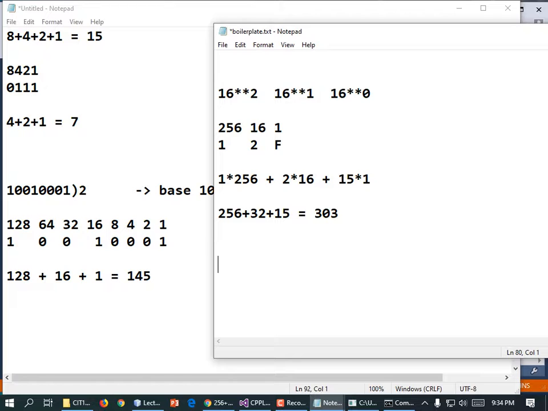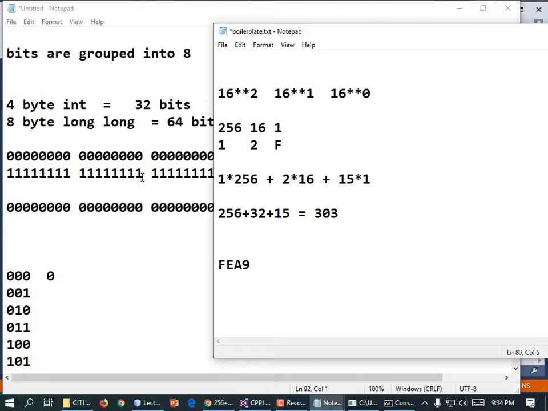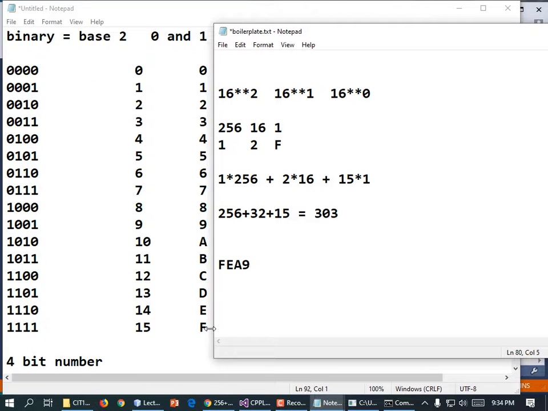I don't think I'm going to make y'all type in some hexadecimal numbers and turn them into decimal like that. But you can go backwards. If we had FEA9 and we wanted to turn those into bits, we could do that. What is an F? 15, so an F is 1111. And then what's an E? 1110. And then an A, 1010. And then a 9, 1001.